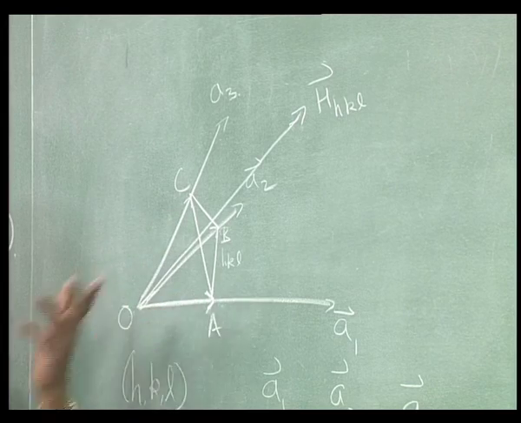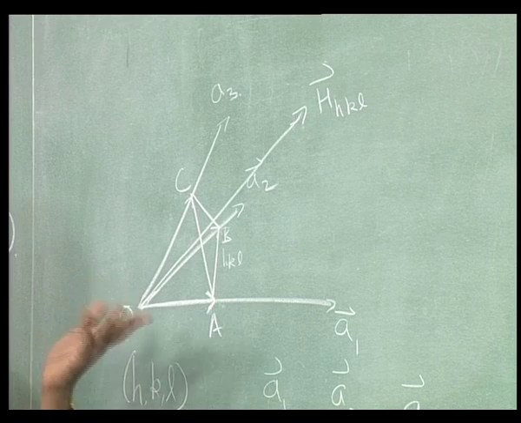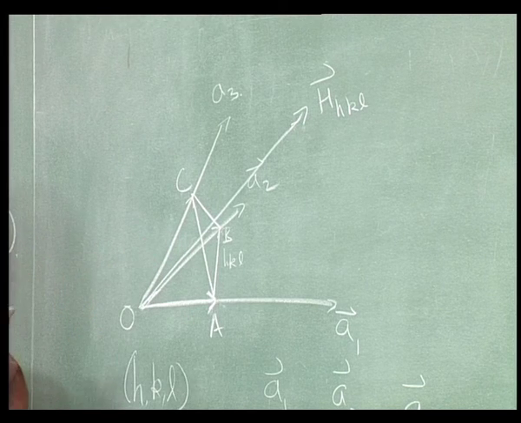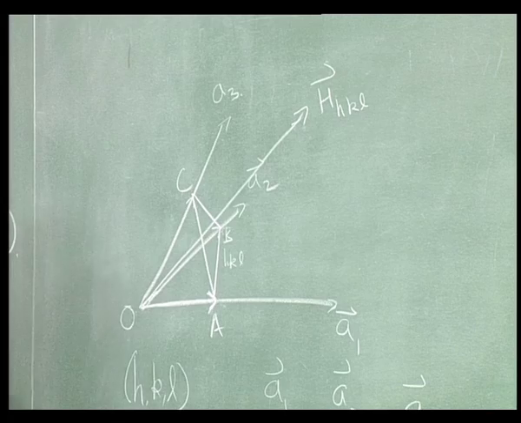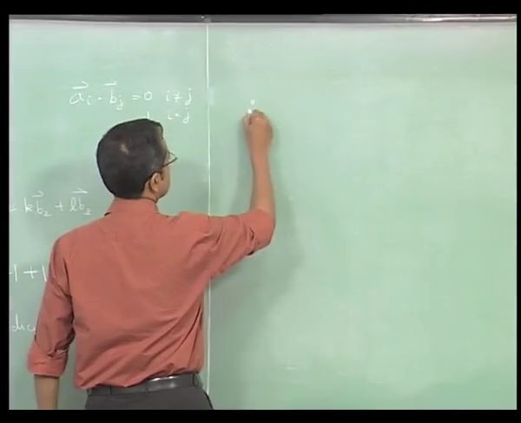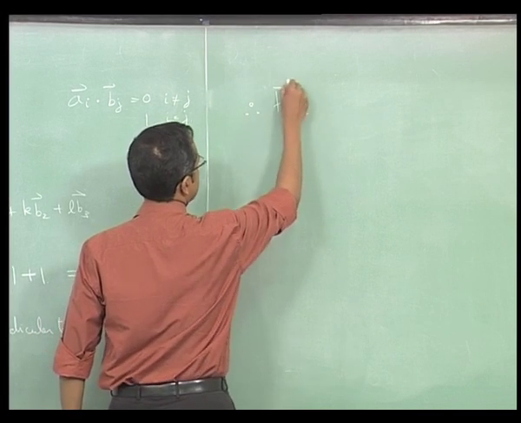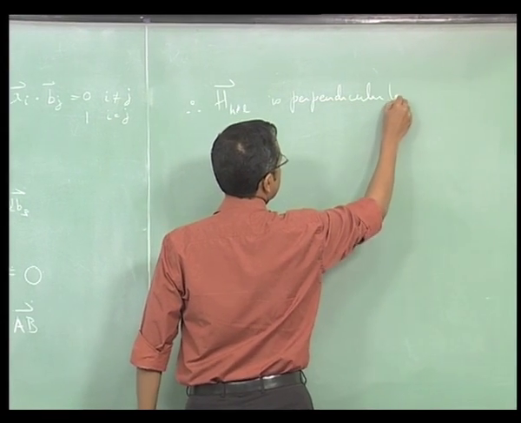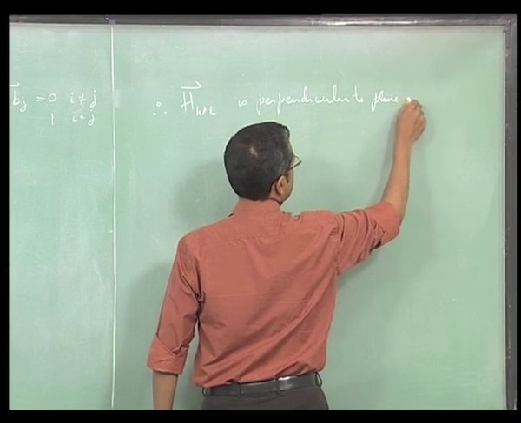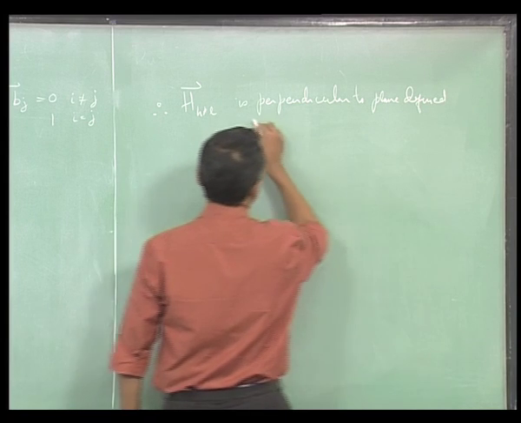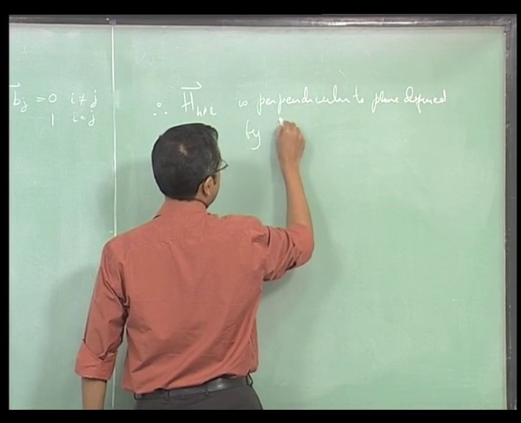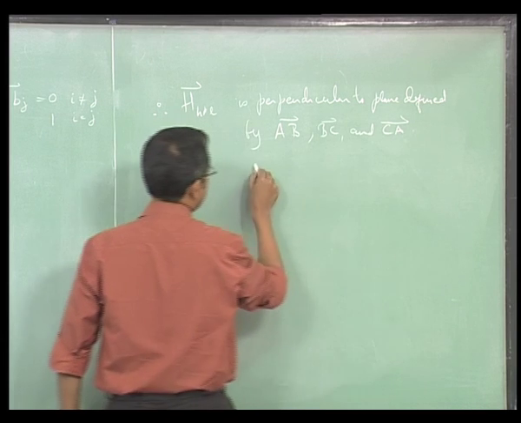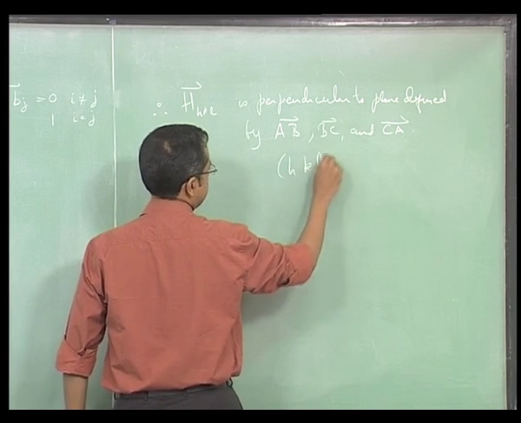Since all of these three vectors form a plane, if HHKL is perpendicular to any two, it is certainly perpendicular to all three. Therefore it is perpendicular to the plane defined by A, B and C. Therefore HHKL is perpendicular to the plane defined by ABC, that is AB, BC and CA, which is basically the HKL plane.